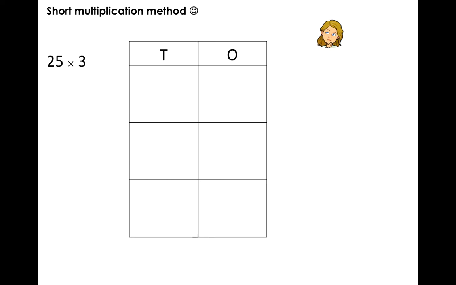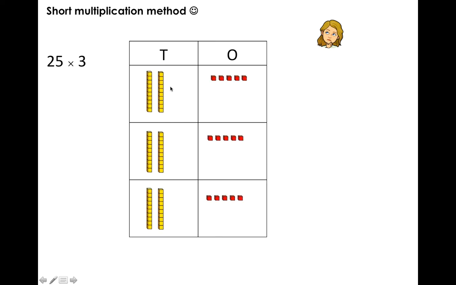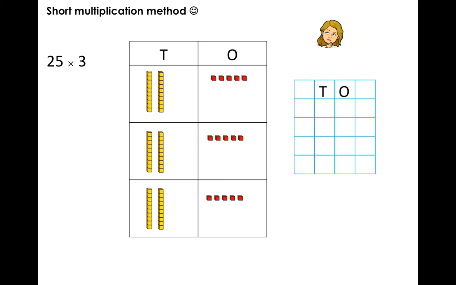So I've got 25 times 3. I've got 3 groups, each with 2 tens and 5 ones in. Then I'm going to do my short multiplication. I put my 25, my 2-digit number, at the top, and then my multiplication symbol and the 3. I always start with the lowest place value column, so the ones in this example. I'm going to do 5 ones times 3 ones. I'm thinking in my head, what is 5 times 3? I can count up in 5s, 3 times: 5, 10, 15.